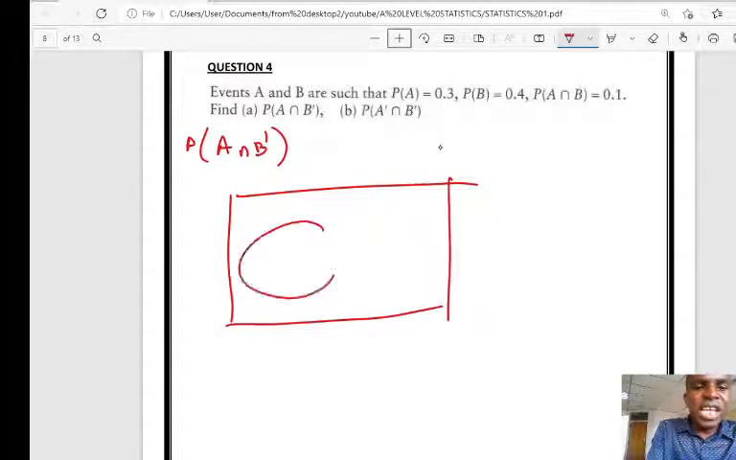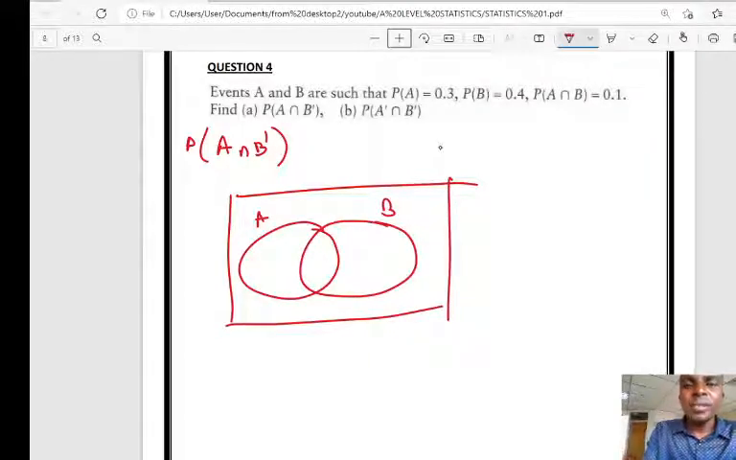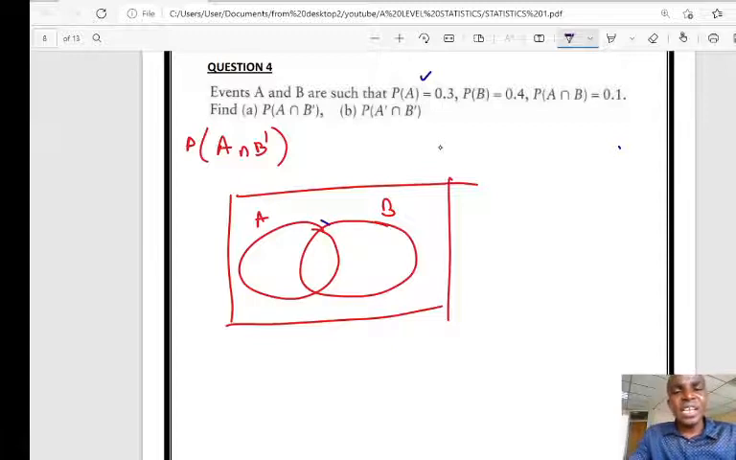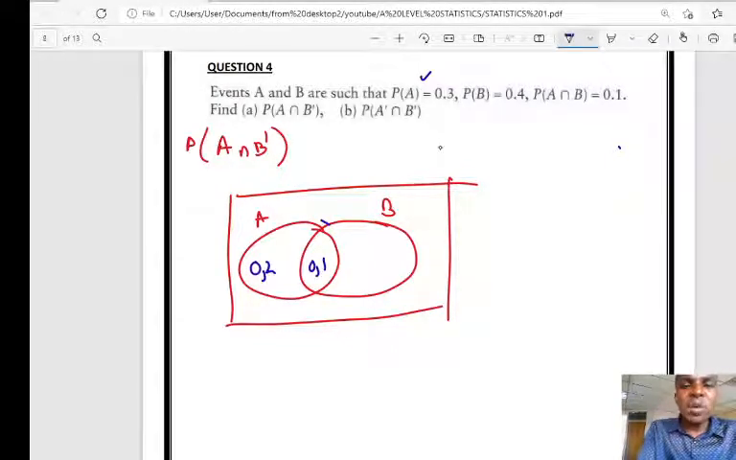We have event A and event B. A and B are like this. Then we are given that probability of event A is 0.3, which means the whole set of event A is 0.3, then B is 0.4, then intersection 0.1. So always start with the intersection 0.1 here, and set A is 0.3, which means this part is 0.2, that is 0.3 minus 0.1. On event B, 0.4, which means B only is 0.4 less 0.1, which is 0.3, like this.